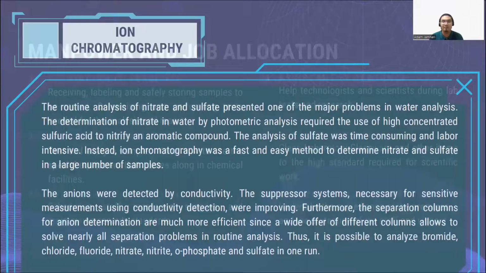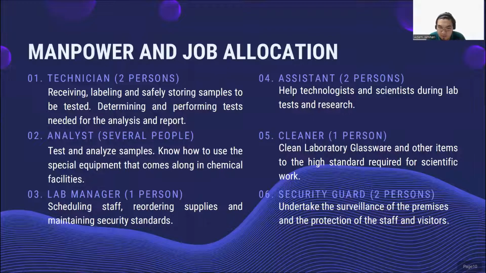So, next up is the manpower allocation. First one, we're going to need 2 technicians. They will be the ones to receive, label and safely store samples to be tested. They will also determine and perform tests needed for the analysis and the report. Next, we need a few analysts. They are going to be the ones testing and analyzing the samples. They need to know how to use the special equipment that comes along in chemical facilities.